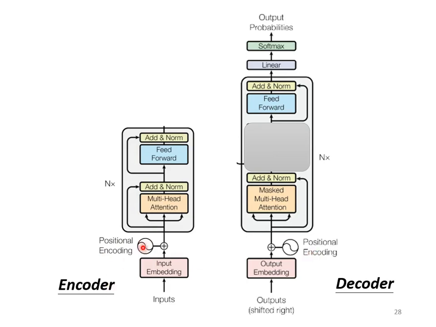Look at the encoder here. Multi-head attention. Then add and norm. Feed forward. Add and norm. We repeat it n times. The decoder is actually the same.